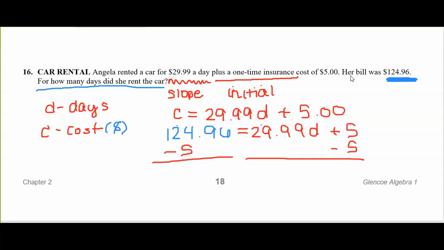And you would take your calculator, because again, we don't expect you to remember how to do some of these multiplying, and you're definitely not going to be able to divide by 29.99. So you take your 124.96, subtract 5. So your calculator should have 119.96 equals 29.99D.